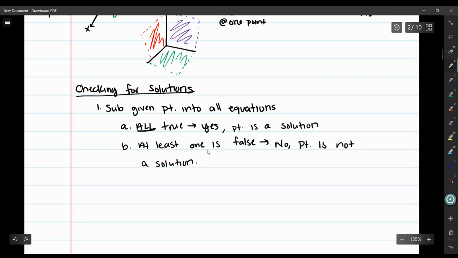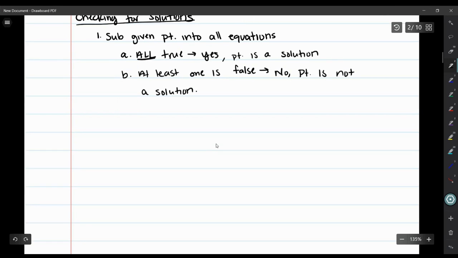Okay, so let's try an example. So let's do example 1. So we're going to ask, is the point 4, -5, whoopsie, I'm used to 2, it's actually 3 coordinate points. Is the point (4, -5, 2) a solution? And then here is our system.